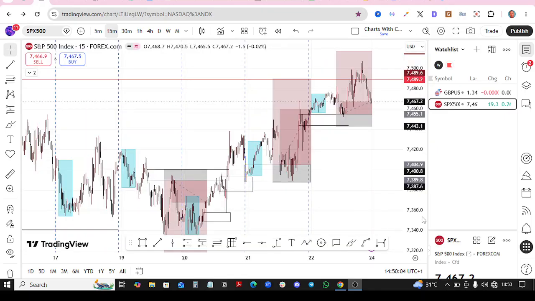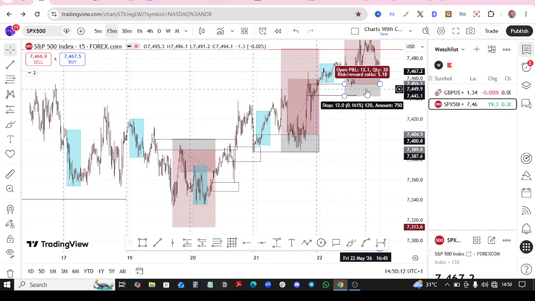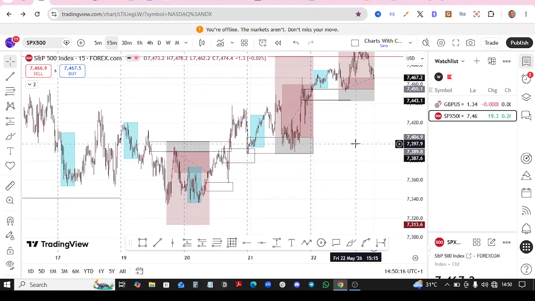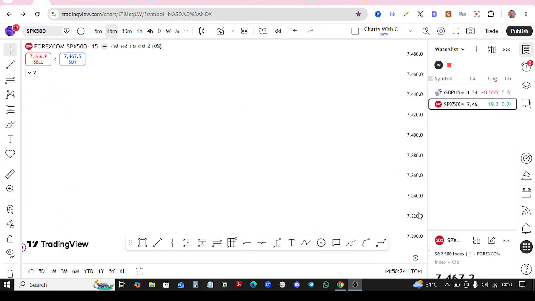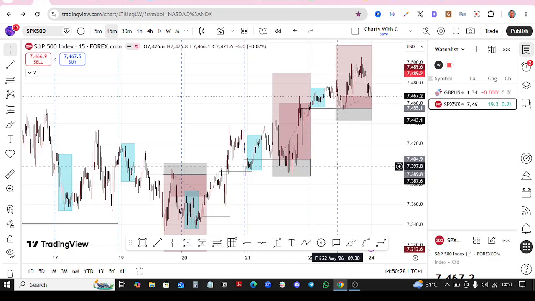So for SPS 500, these are the trade opportunities presented on SPS 500. I caught this and this as well. Like I caught the three trades, but then I'll explain what happened along the line. Okay, so for SPS 500, these are the three trades that presented last week.